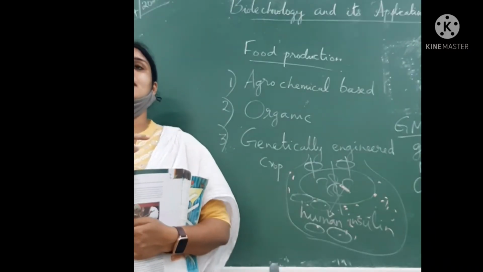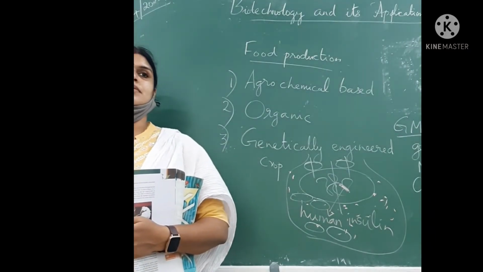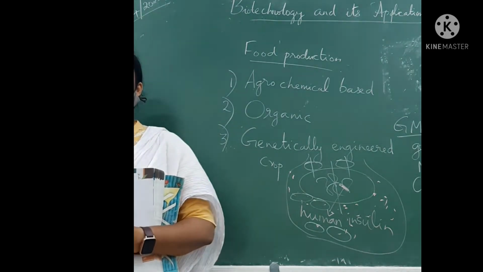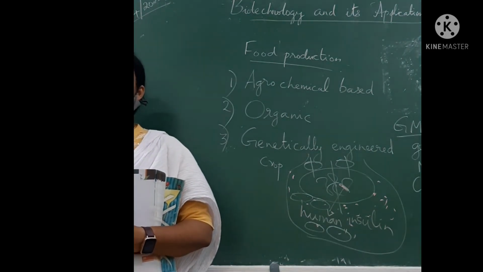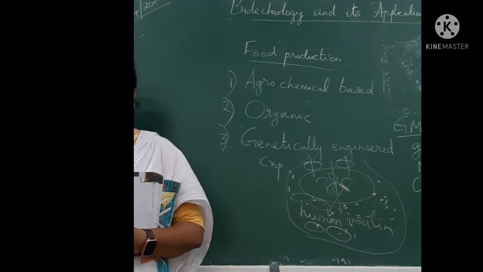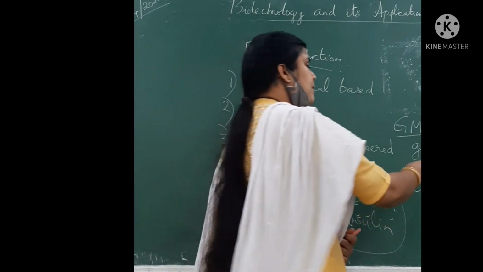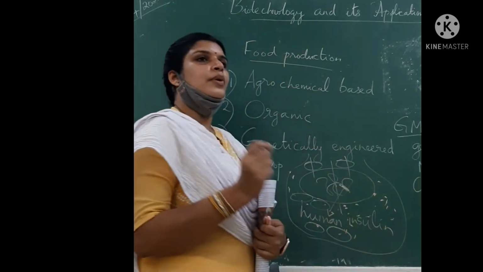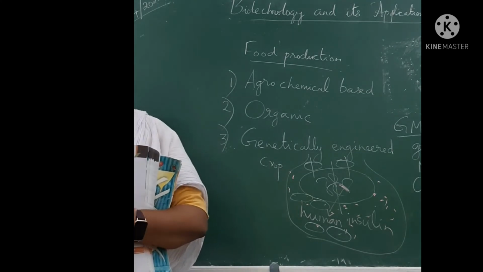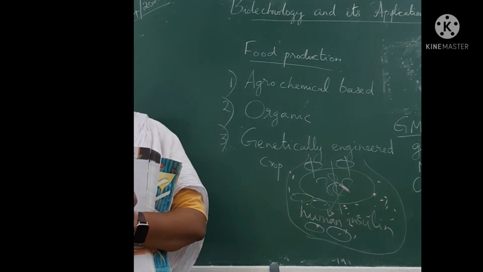So this bacteria is genetically modified. Why? Because first this bacteria was not producing insulin. We inserted the gene. That is why it is producing insulin now. So it's called a genetically modified organism. One example only I told. There are many organisms they genetically modified. One is our vaccine also.